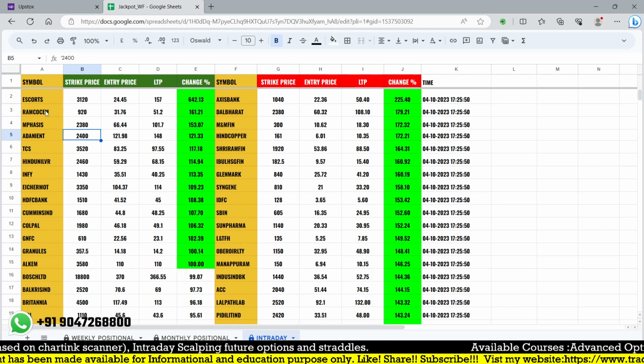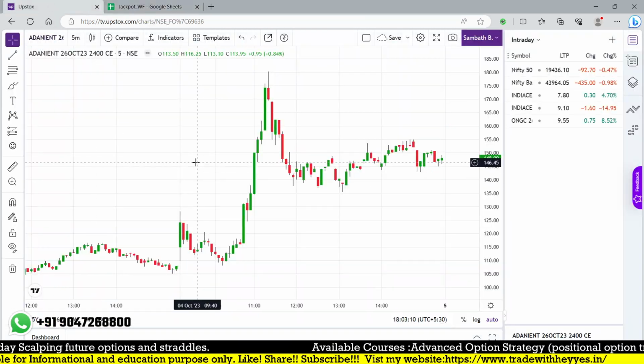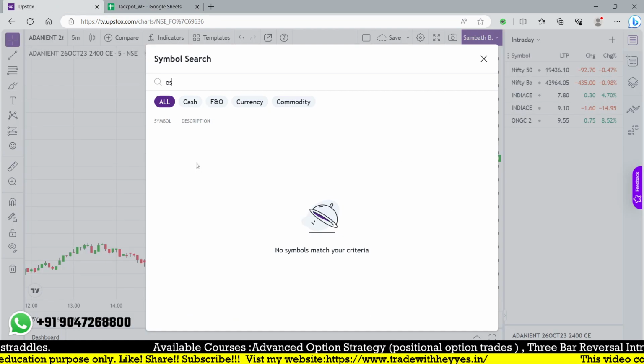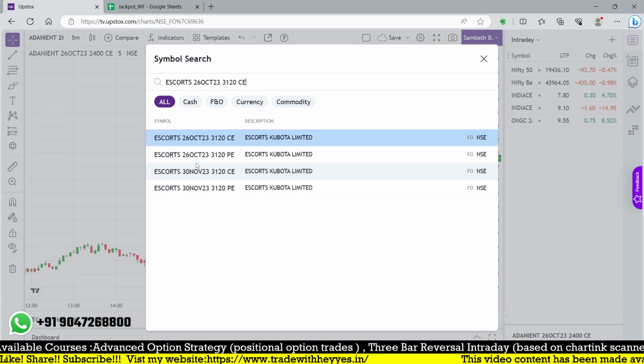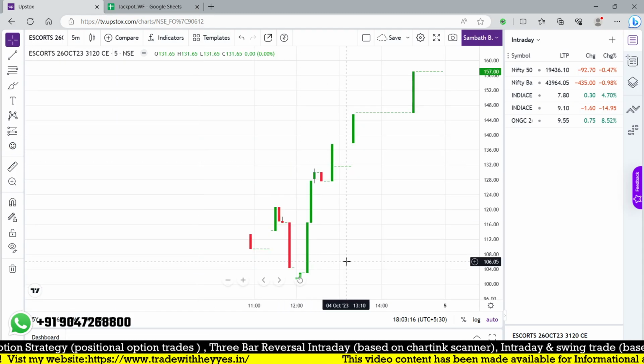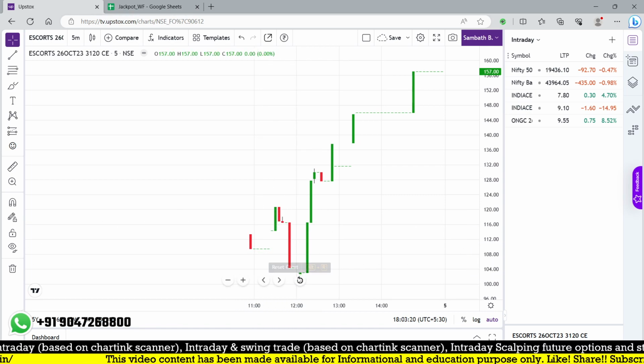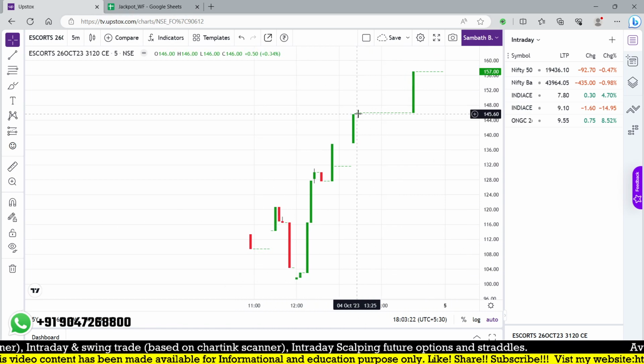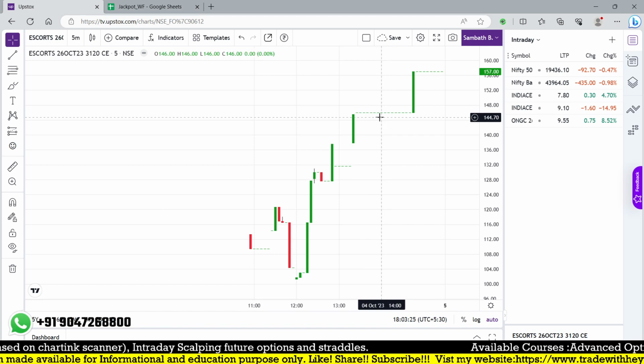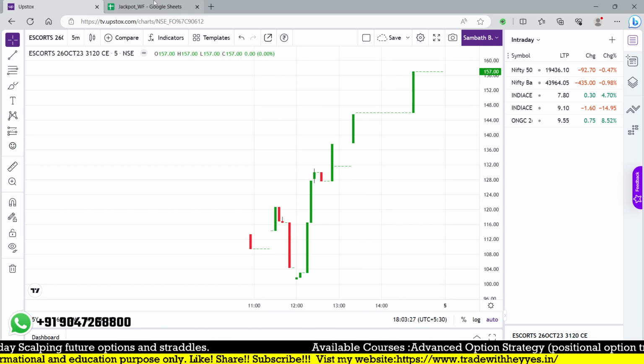Some stocks are not liquid, like the 3120 call option in intraday. It is not liquid. You can see there is no trade. Sometimes it suddenly goes down and then up, and a lot of the time it is not active and not traded. So that is the reason, and we need to check that manually.